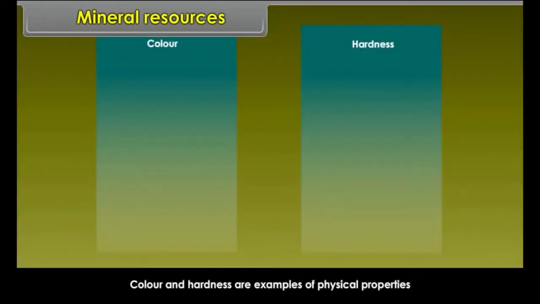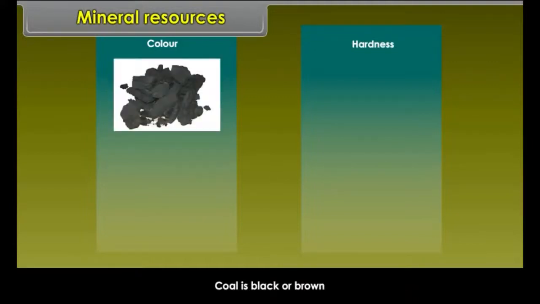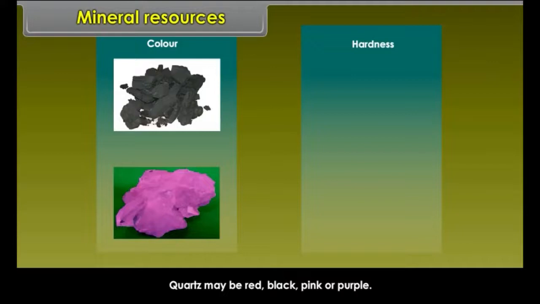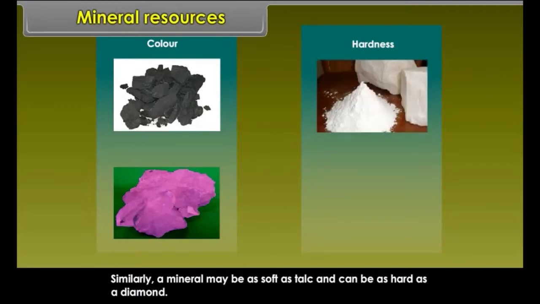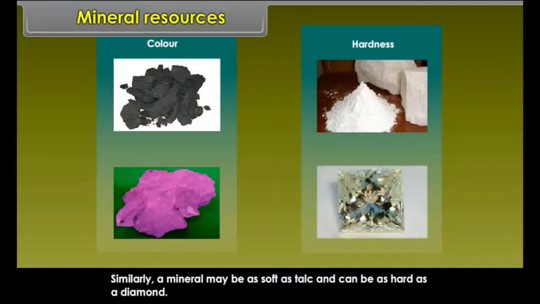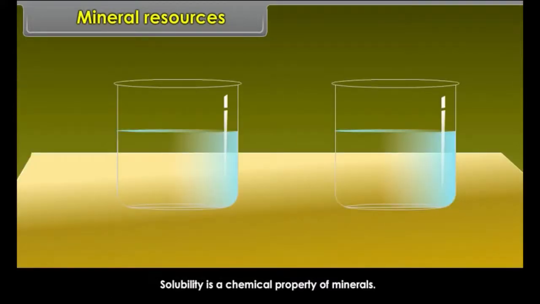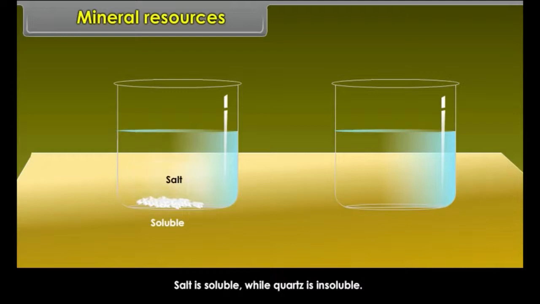Color and hardness are examples of physical properties. Coal is black or brown, and quartz may be red, black, pink or purple. Similarly, a mineral may be as soft as talc and can be as hard as a diamond. Solubility is a chemical property of minerals. For example, salt is soluble while quartz is insoluble.